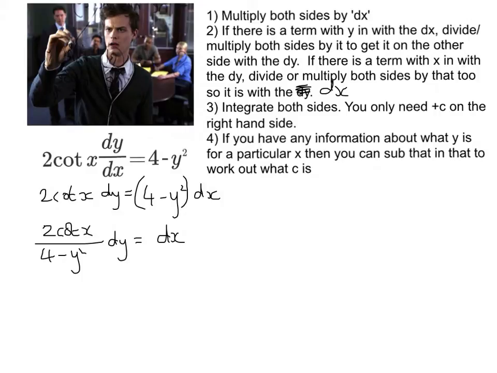Right, next job. We need to look on the other side and see if there's any terms with x in with the dy. Are there any terms to do with x here? Yes, there is. There's a cot x term. So I need to divide both sides by cot x, giving me 4 minus y squared dy equals 1 over cot x dx.